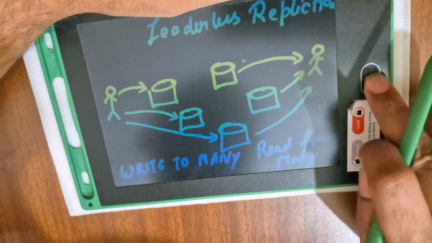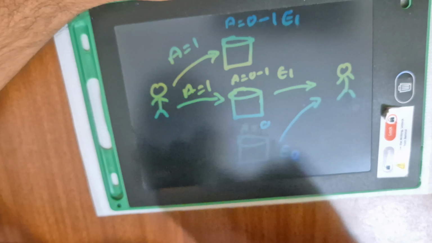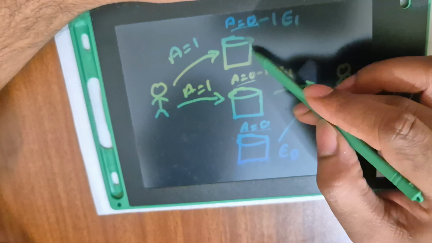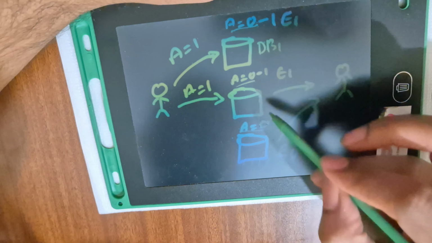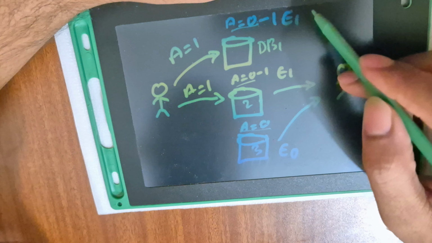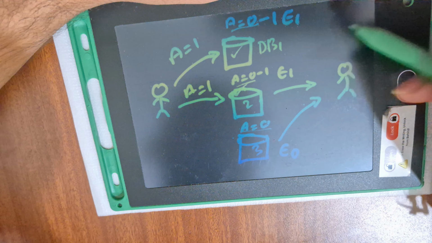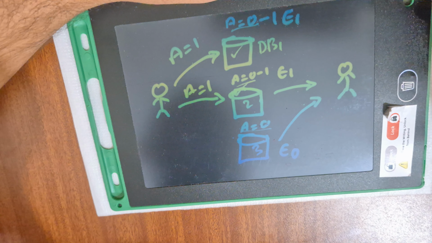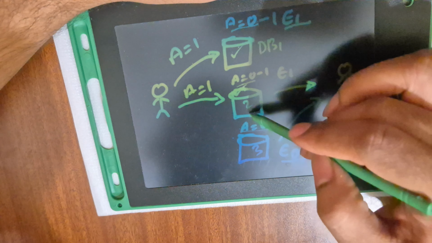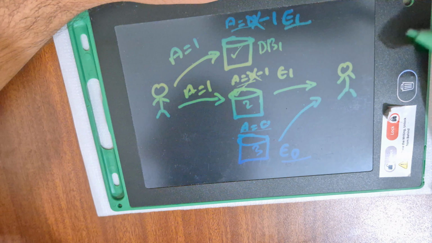So for example, let me make one more picture. Let's say previously A was equal to 0 in all the DBs: DB1, DB2, DB3. Now I updated A equals to 1, and I updated it in these two DBs. Let's say the epoch number, the snapshot versioning number, was E0 previously and is now E1. So in these two we got the updated data, A equals to 1, whose epoch is 1.